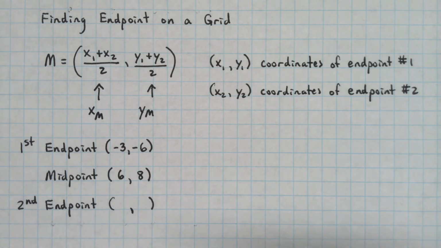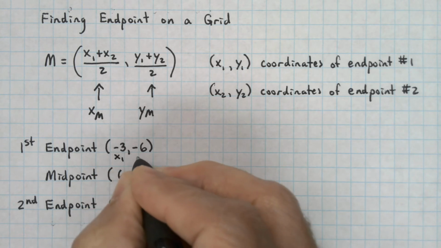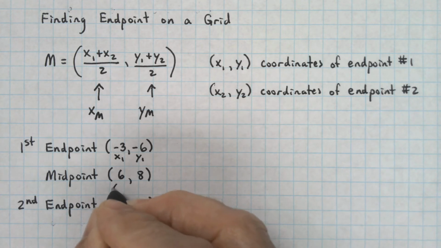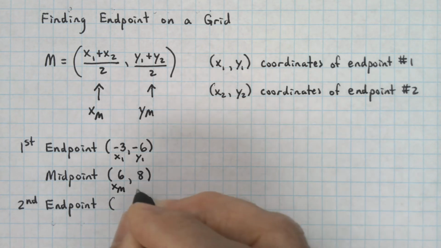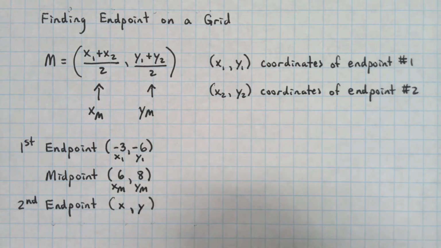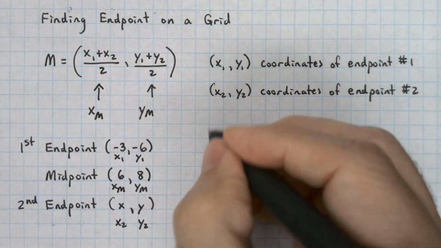So I'm going to label these parts. -3 would be x1, -6 would be y1, 6 would be the x for the midpoint, 8 would be the y for the midpoint, and then we don't know what this one is. We're just going to say this is x and y. We don't know. But it is going to be our second x and our second y. So if I put that into my formula, here's what I need to think about.